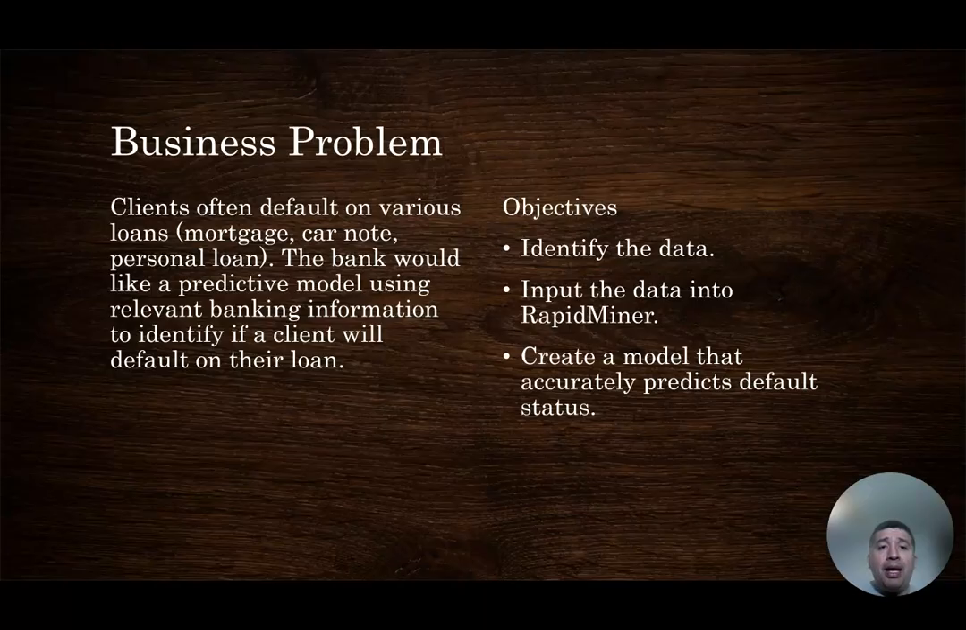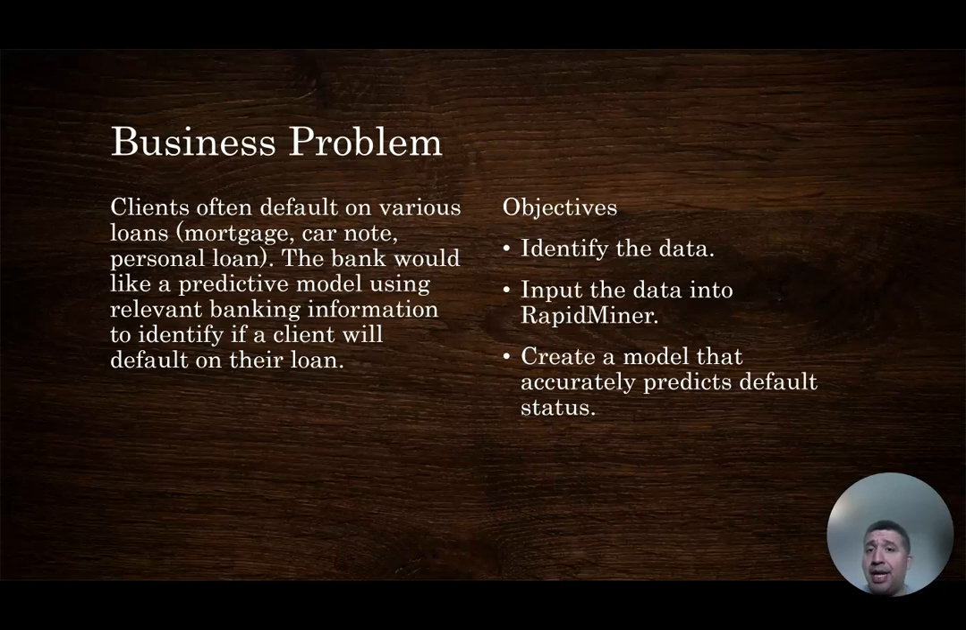So the bank has had issues with clients defaulting on loans, and clients can default on various loans: mortgage, car notes, and personal loans. The actual loan category is not what matters as far as why are they defaulting, and is there a way for us to predict that based on information the bank has given us and different attributes on that. So we're going to take that information, and they're asking us if we can make a model to identify if a client prior to taking a loan out is going to default on that.